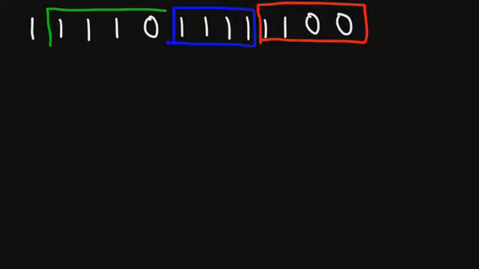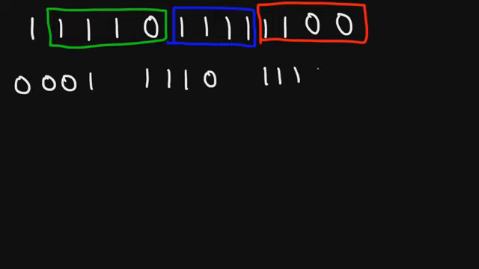Now let's try another example. 1111011111100. Try that one. So let's separate it into groups of 4. For the first group, we're going to add 3 zeros. So it's going to be 0001, and then the group in green is 1110, and then in blue 1111, and in red 1100.